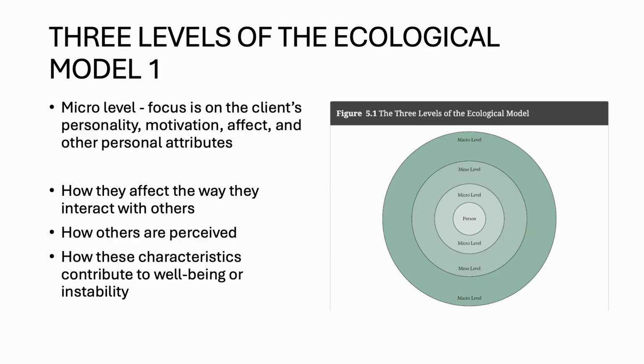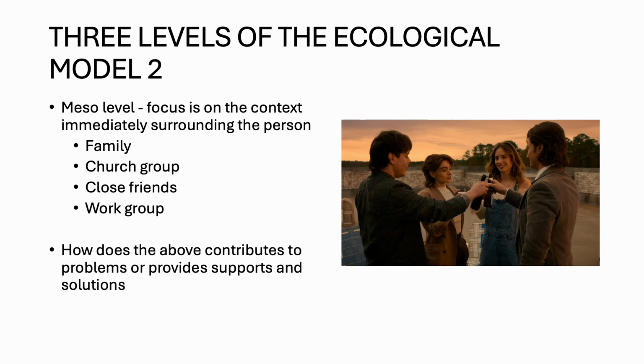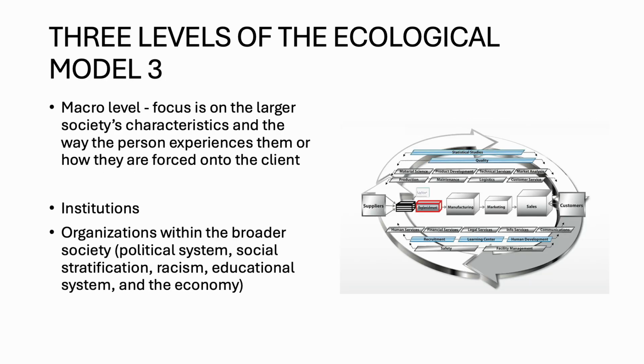So here you're looking at the 3 levels, right? And the first one is the micro level. And this is what we just talked about, which is really pretty much the person, right? Okay. Now there is the meso level, focusing on the context immediately surrounding that person. So these are typically the community, right? The family, the church group, the close friends, the work group people. How does the above contribute to the problems or provide supports and solutions? So start to think about the people around that one specific person, and that would be the meso level.